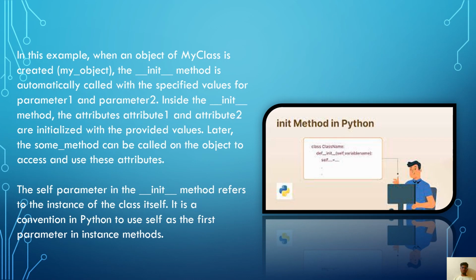In this example, when an object of MyClass is created, this my_object, the init method is automatically called with the specified values for param1 and param2. Inside the init method, the attributes attribute1 and attribute2 are initialized with the provided values. Later, a method can be called on the object to use these attributes. The self parameter in the init method refers to the instance of the class itself. It is a convention in Python to use self as the first parameter in an instance method.